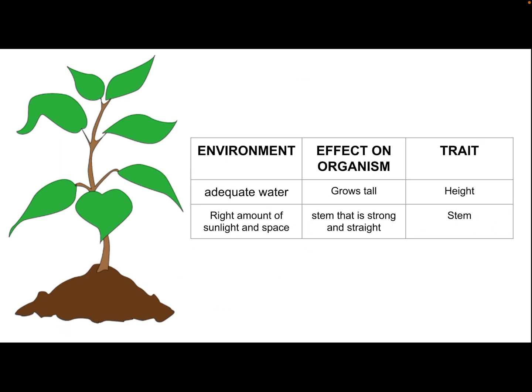Let's look at the second row. If it gets the right amount of sunlight and space, then the stem will be really strong and straight. That affects the trait of the stem. So I know that if our plant is getting the right sun and it's not crushed with other plants, it has plenty of room to grow, then that stem that's winding up is strong and it will grow straight. It doesn't need to be crooked.